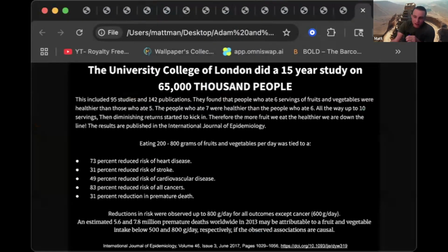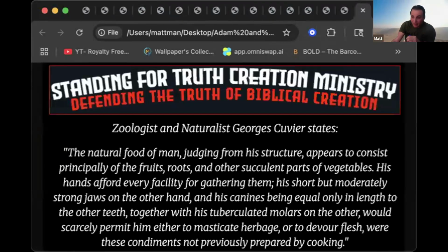The largest study ever done on health took massive amounts of people over 15 years and fed them fruit, different amounts. Some people ate one serving a day, the others ate two servings a day, the others three, and so on. They noticed that the more fruit humans ate, the healthier they got, and the more disease went down. It was only cooking that allowed us to eat the foods outside of that.